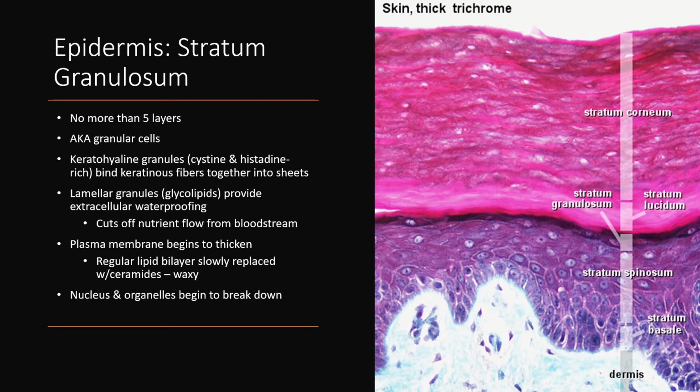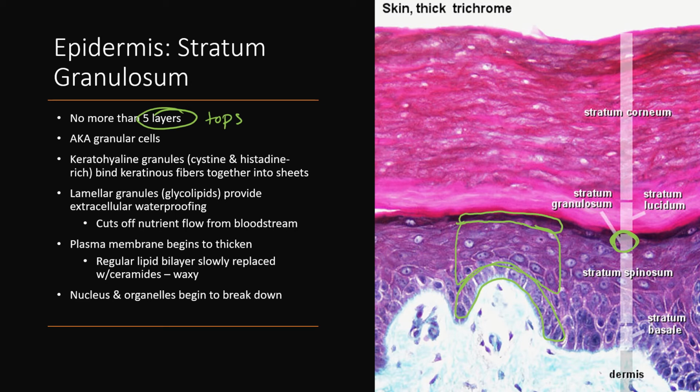Next up, we have the stratum granulosum. You can see right here, it's not very thick, is it? It's no more than 5 layers tops. You may have fewer. Your stratum basale was just this very first single layer of cells. All of this stuff was your stratum spinosum. You have 10, 12, 15 layers of those. And then you have the granulosum. These are also known as granular cells.